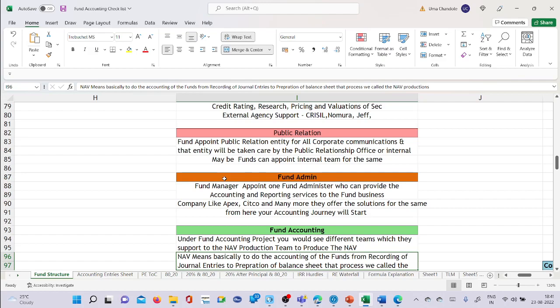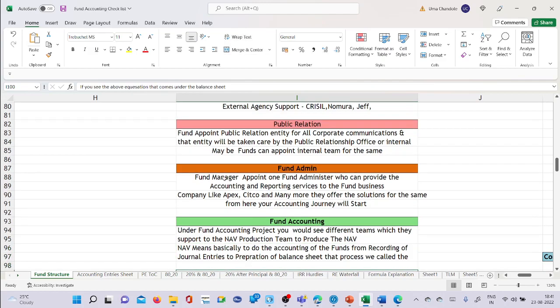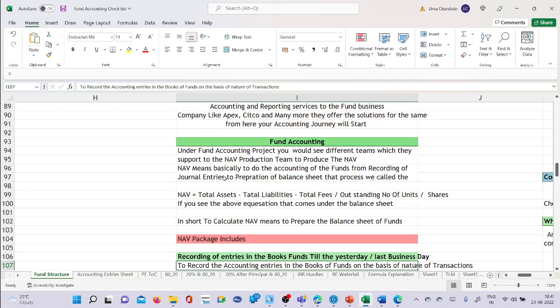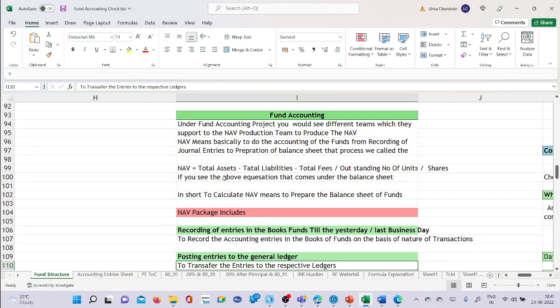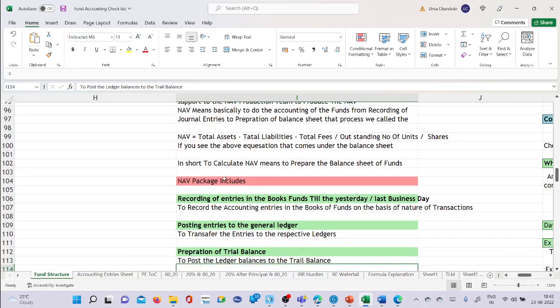So finally, here we come. Let's say we go to the fund admin business, or just download fund admin for this particular fund department. Here you will see fund accounting, where we record the journal entries in the books of the fund. Recording of journal entries in the books of the fund until the last business day, then posting entries was done.